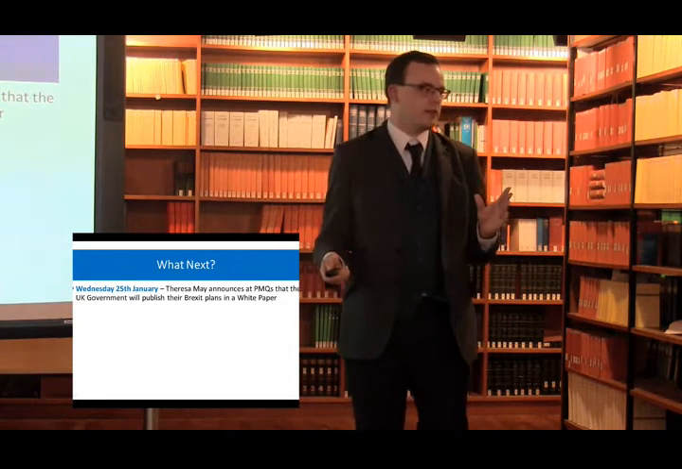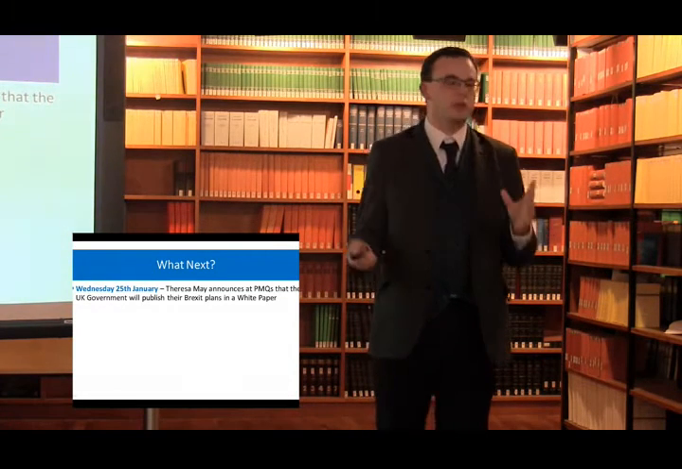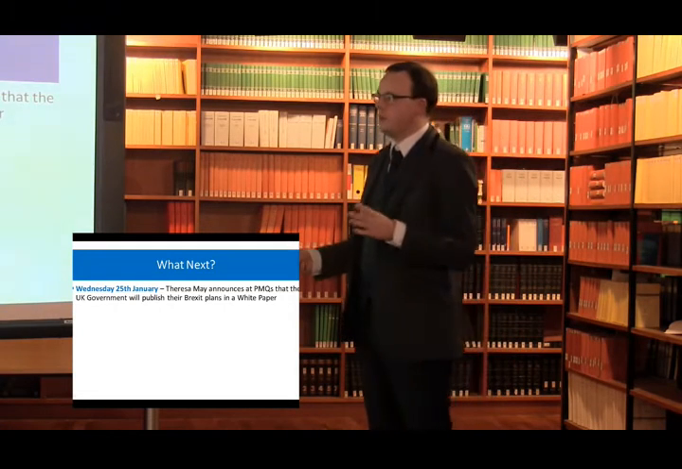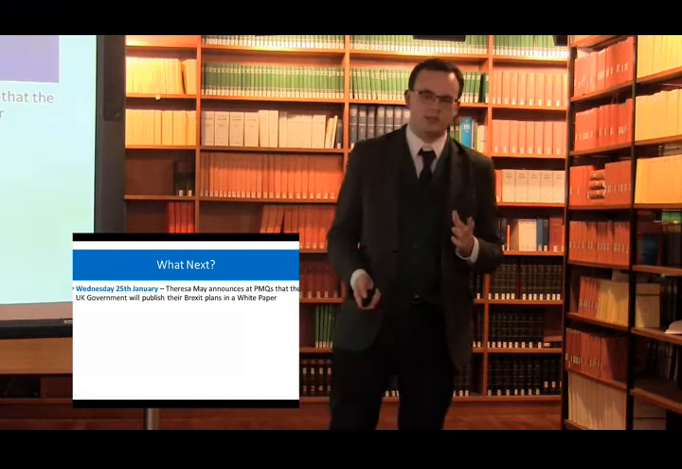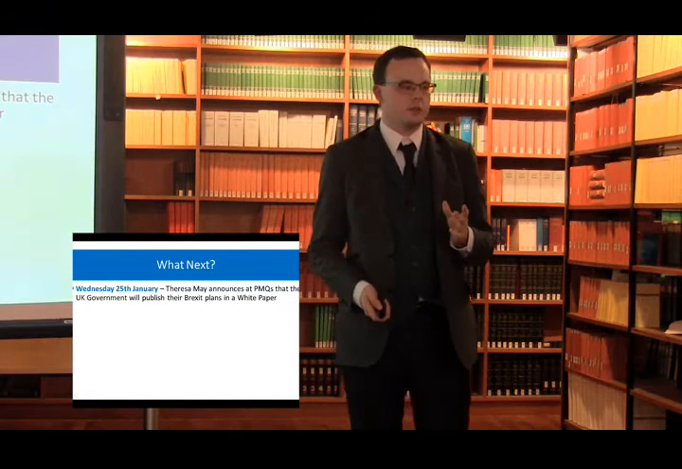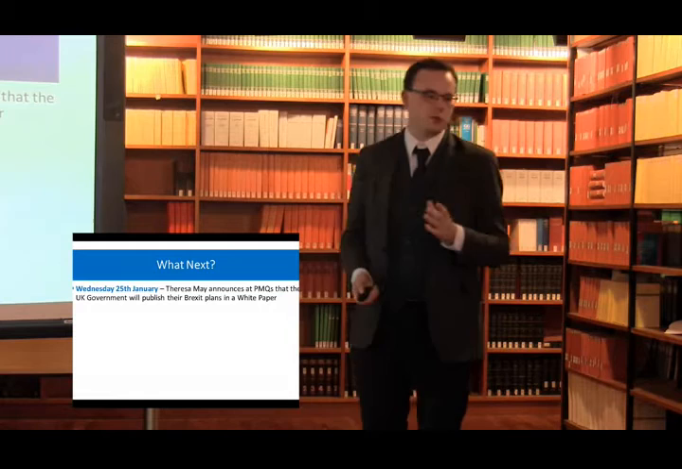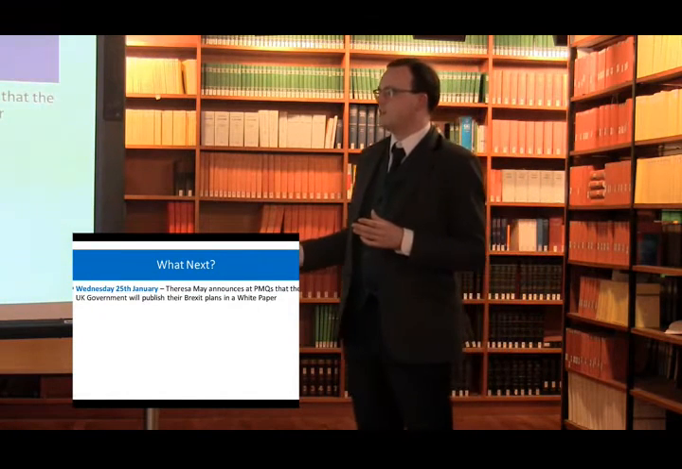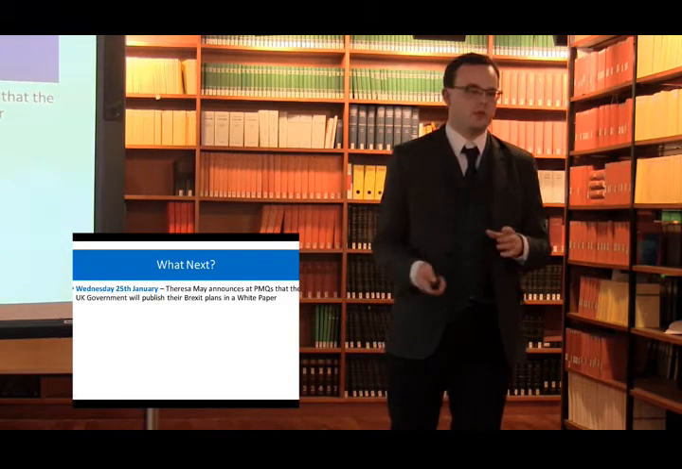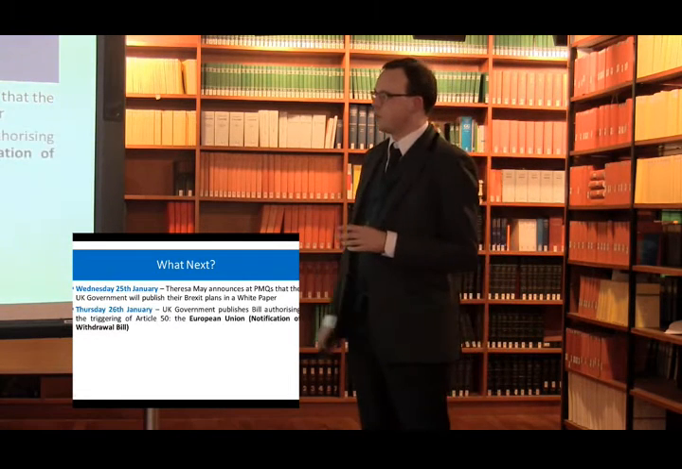Theresa May wants to trigger Article 50 by the end of March. Well, now she has to get it through Parliament. So she said that she would publish these plans. She didn't want to initially, but there was a lot of political pressure within her own party as well as others that she do this, so she says she will. And David Davis today is saying that it will come very soon. We don't know when, but very soon.